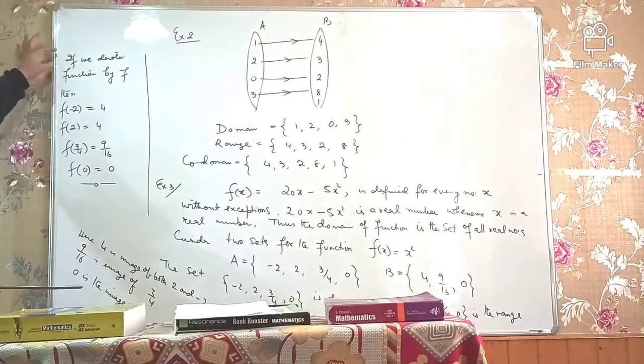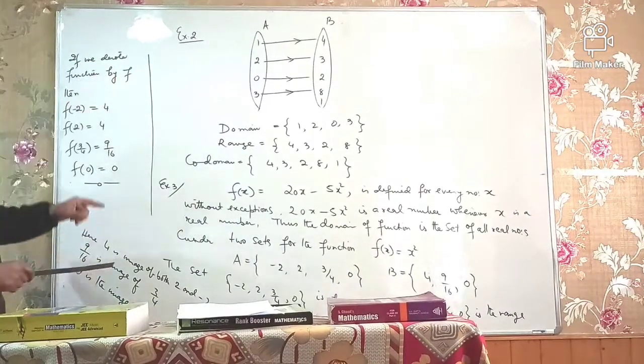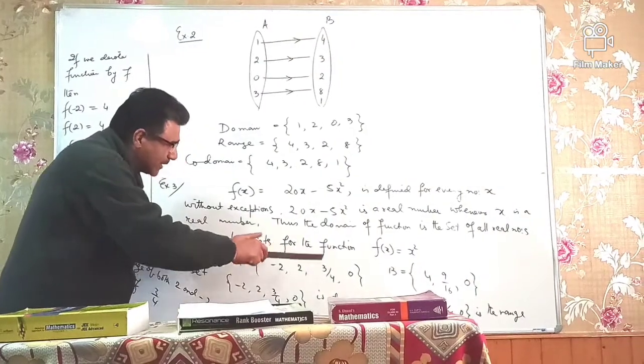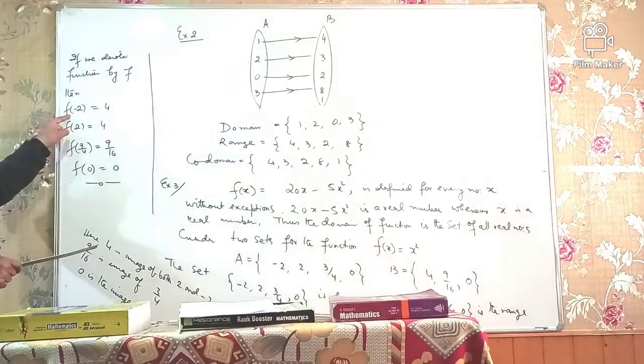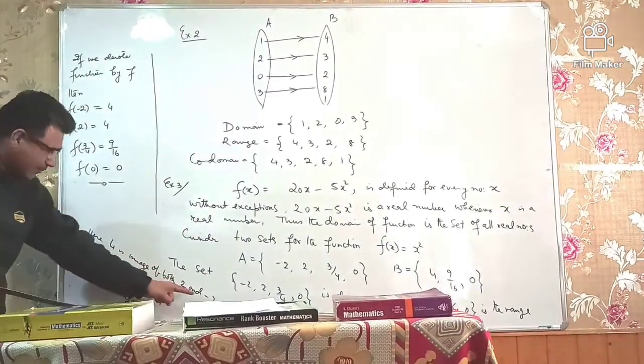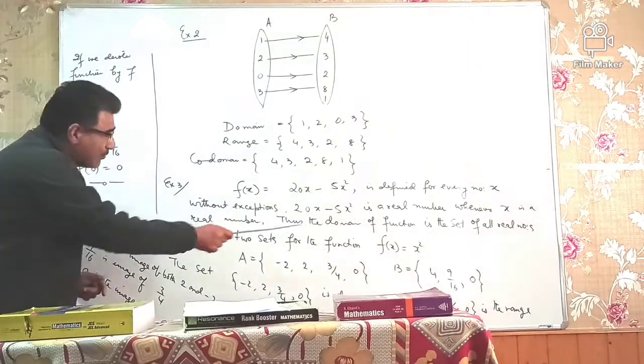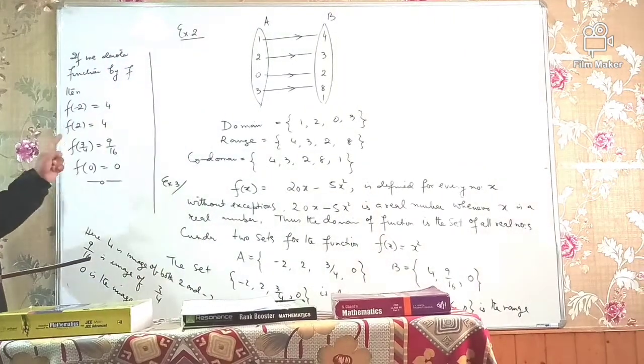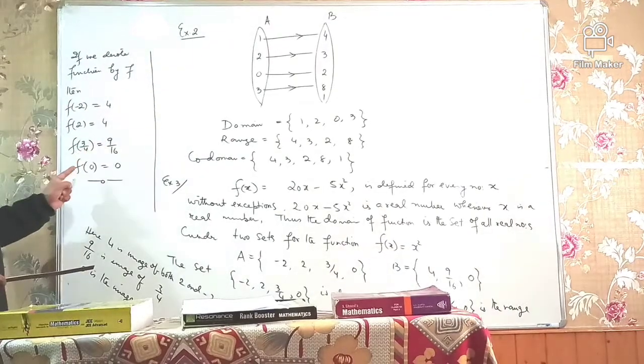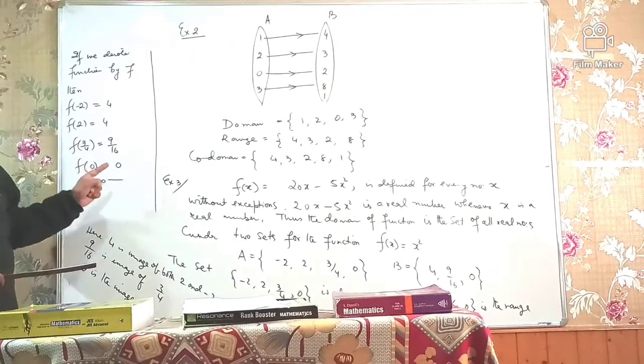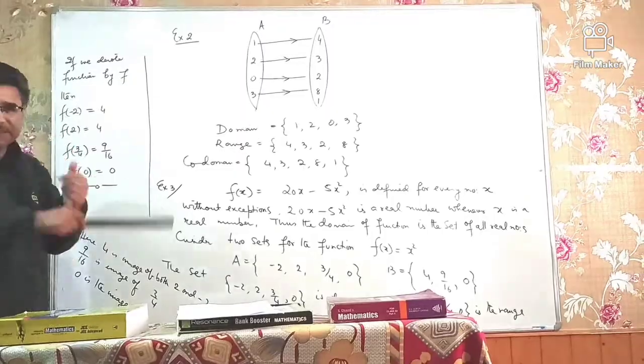Now come here. If we denote the function by f, अगर हम इस फंक्शन को f से डिनोट करते हैं तब हमें क्या लिखना है? f of -2 is 4. f of -2 4 देता है वैल्यू, f of 2 भी 4 देता है वैल्यू, f of 3 by 4 9 by 16 वैल्यू देता है, और f of 0 0 वैल्यू देता है. Now I will come to the next.